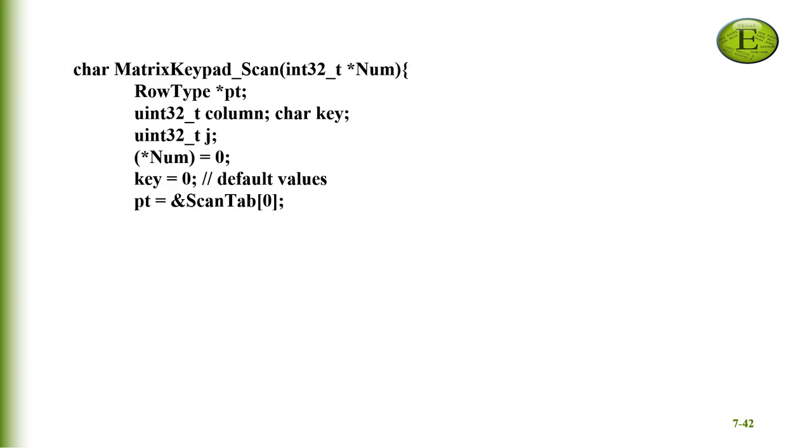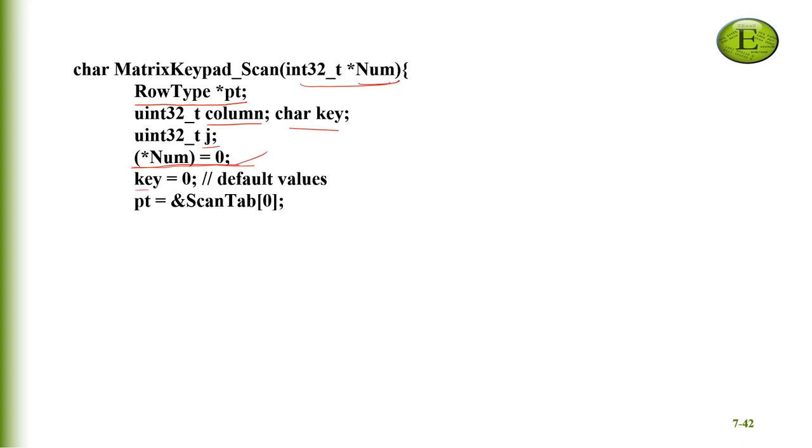So now we have a matrix keypad scan routine. We're going to work with a pointer to the row type, and we're going to increment this pointer inside this routine. We have some helping variables: column, character, key, variable j, and we have another variable, a pointer to the counter, initialized to 0. So essentially, this is also the input. The input to this routine is a pointer to a 32-bit number, and that number has been initialized to 0. So this instruction really says that we are going to dereference that pointer, go to the memory address pointed to by the number, and set the value equal to 0.